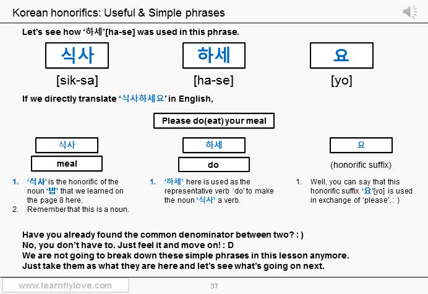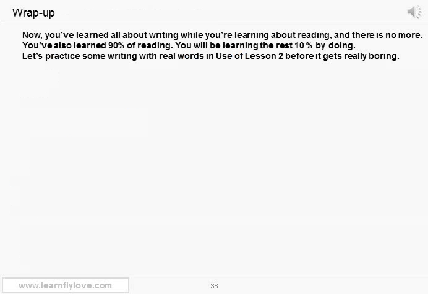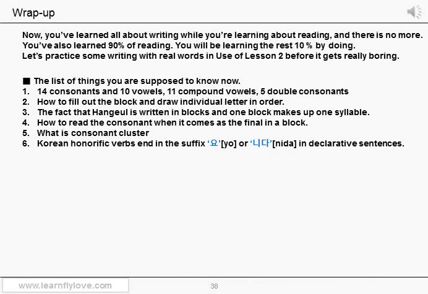No, you don't have to. Just feel it and move on. We are not going to break down simple phrases in this lesson anymore. Just take them as they are here and let's see what's going on next. Now, amazingly, you've learned all about writing while you were learning about reading. And there's no more. You have already learned 90% of reading. You will be learning the rest 10% by doing. Let's practice some writing with some real words in the usual lesson 2 before it gets really boring. Please check out the list of the things you are supposed to know now.